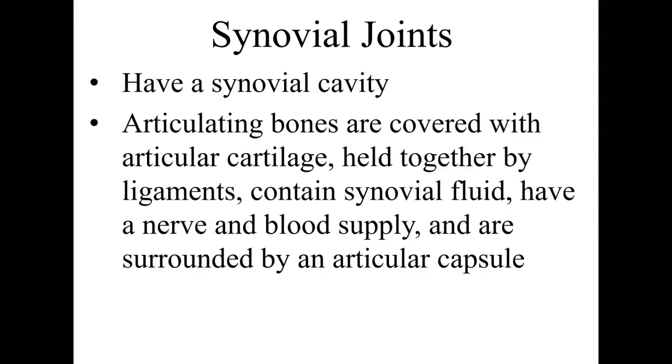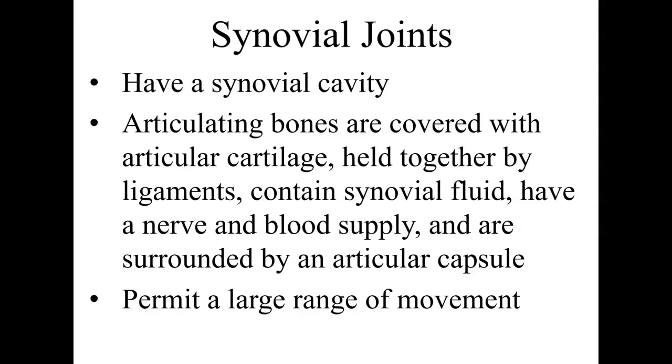And then finally we have, as a structural classification, the synovial joint. The synovial joint does have a synovial cavity. That's why it's considered to be a synovial joint. The articulating bones are held together by articular cartilage, which is a cushion over the surfaces where they articulate. That's a hyaline cartilage. They're held together by ligaments. They contain synovial fluid. They have a nerve and blood supply, and they're surrounded by an articular capsule. In subsequent pictures, I'll show you all these elements of a synovial joint. They permit a wide range of motion, and they are some of the more problematic joints in the human body because of the wide range of motion that they provide.